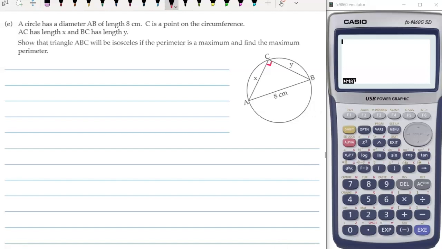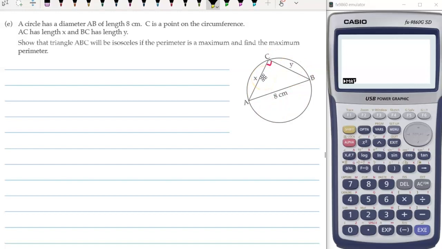When we have a diameter and we have this set of lines coming out from the edge of that diameter to make a triangle, it always makes a right angle at the circumference. That's some laws of circles that you will be expected to know. Okay, so we have a right angled triangle here.